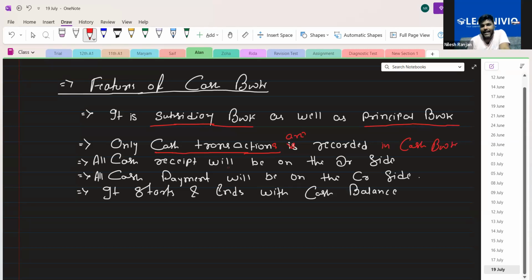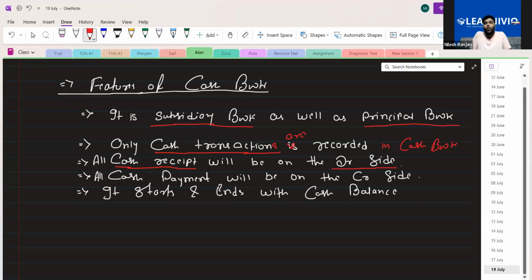The third is all cash receipts will be on the debit side. You have to remember that I'm talking about cash receipts only, not bank receipts. For bank receipts, we have to prepare a separate book. I will discuss it later. But if you receive anything in cheque form or directly in the bank account, then it will not be recorded here in this cash book. Is that clear? Yes, sir.